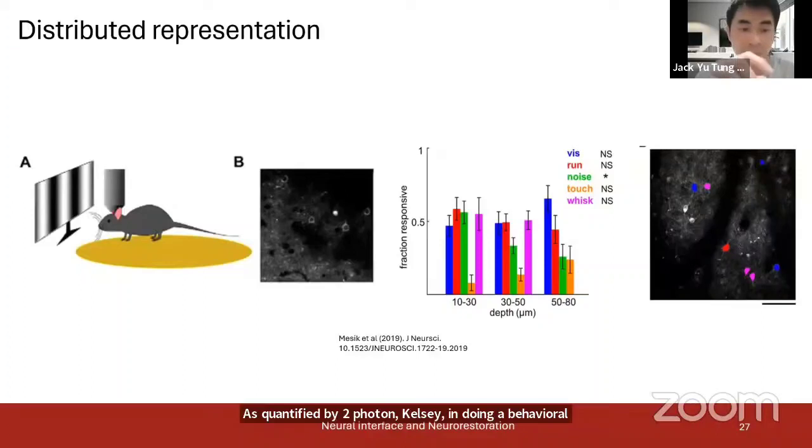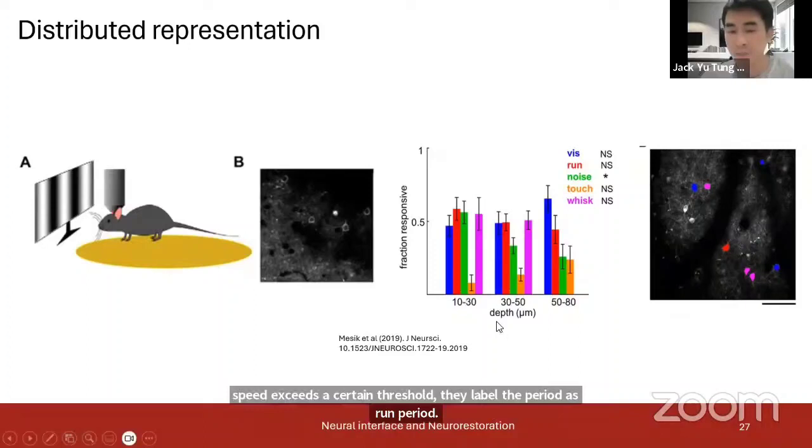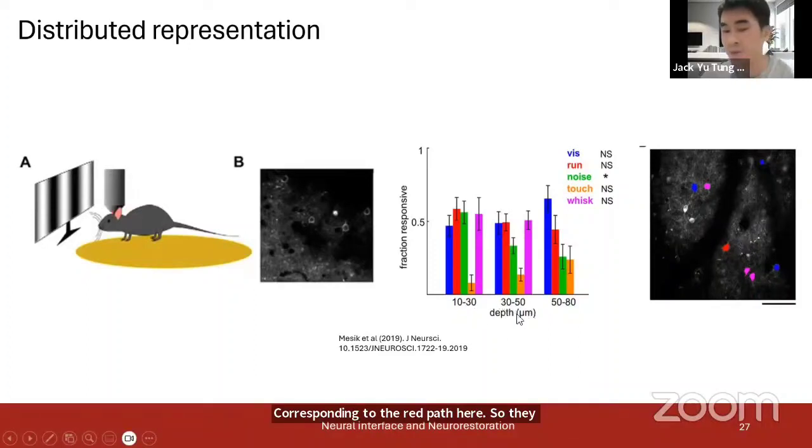So in their experiments, head-fixed mice were habituated to freely move on a treadmill, so that when a mouse's locomotion speed exceeds a certain threshold, they label the period as a run period, corresponding to the red bars here. They measured the layer 1 neurons at different depths within layer 1. And at specific intervals, a few different stimuli are presented to the mice: visual, in the form of a visual pattern, as you can see on figure A; auditory, in the form of a noise burst; and tactile stimuli, in the form of whisker touch.